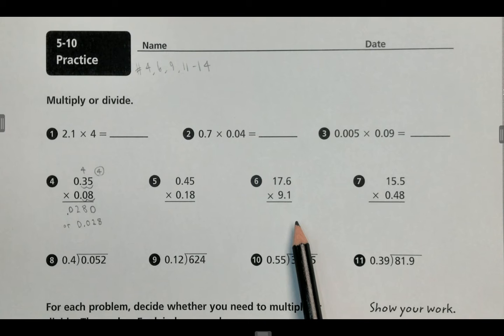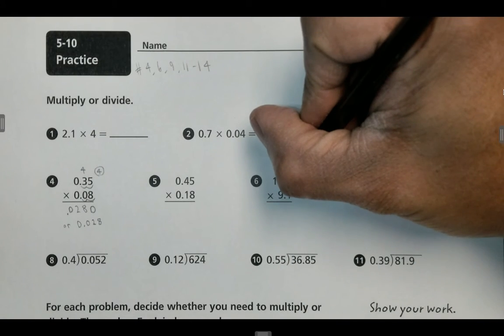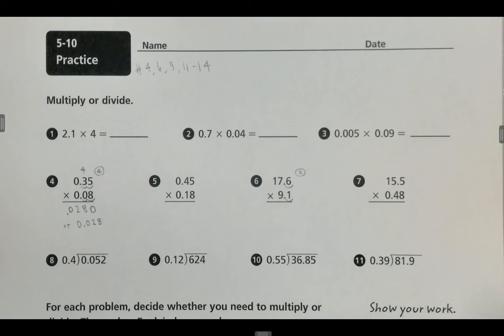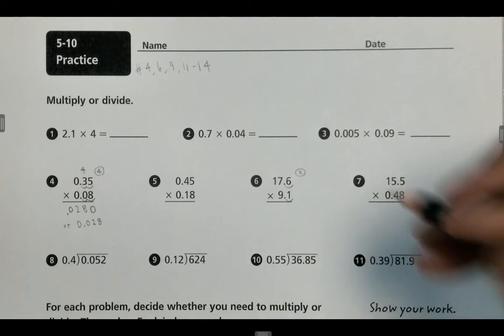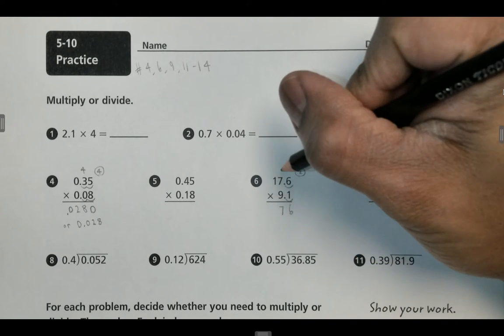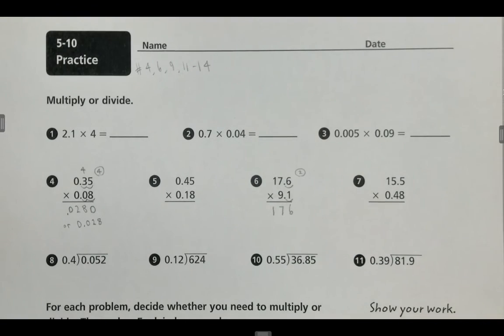Number 6, 17 and 6/10 multiplied by 9 1/10. Let's count how many places we're pushing the decimal point first. 2 pushes. Now we'll solve this as if it's 176 times 91. For the first row, we'll do 176 multiplied by 1. 1 times 6 is 6. 1 times 7 is 7. 1 times 1 is 1.